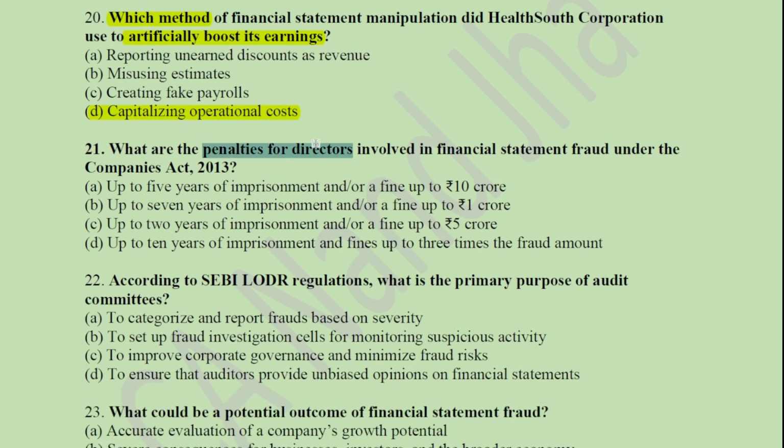Penalties for directors involved in financial statement fraud under the Companies Act. Under the Companies Act, it's 7 years of imprisonment and a fine up to 1 crore rupees.